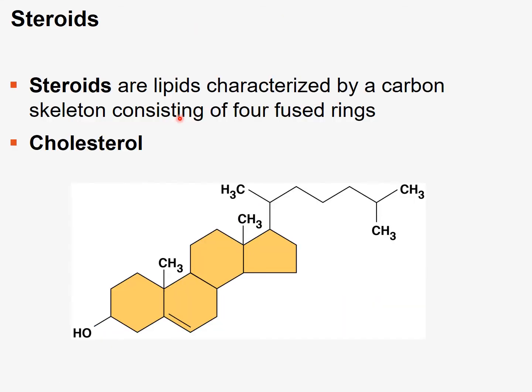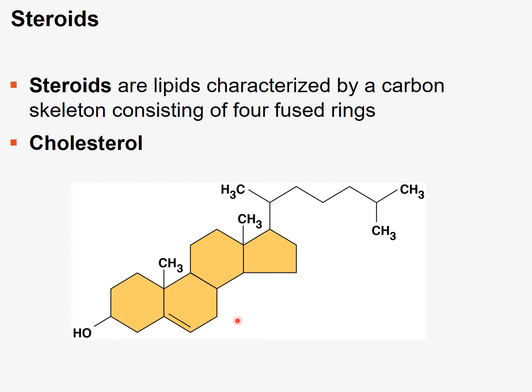Now, steroids are lipids that are characterized by this special skeleton, right? So it's a carbon skeleton, and the skeleton consists of 4 fused rings. So we can see here that there are 3 6-membered rings, 6 carbon rings, and then 1 5-membered ring right here. So this ring structure right here is characteristic of cholesterol as well as other steroids.